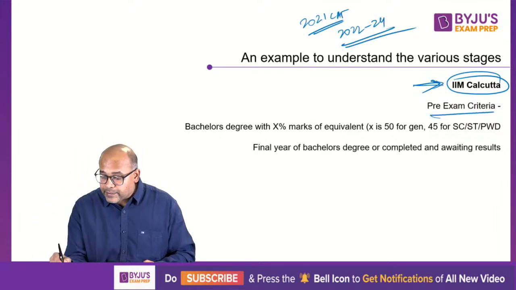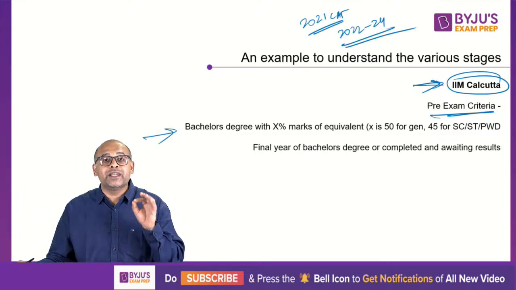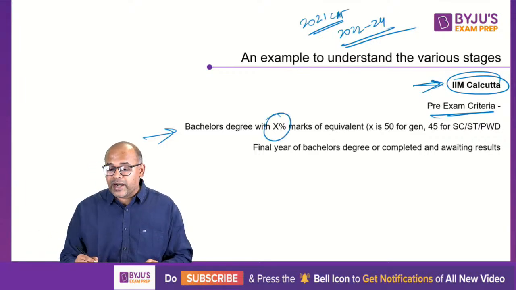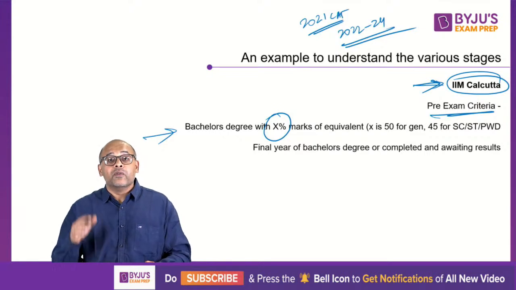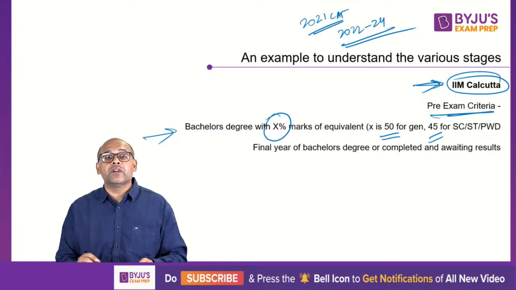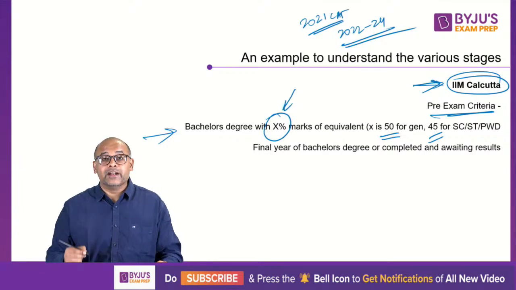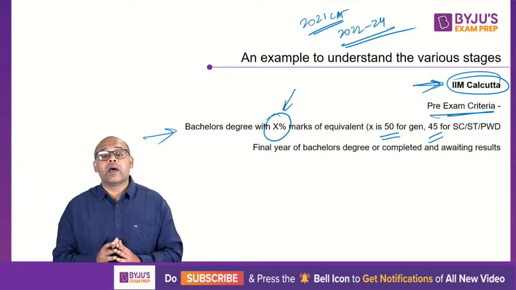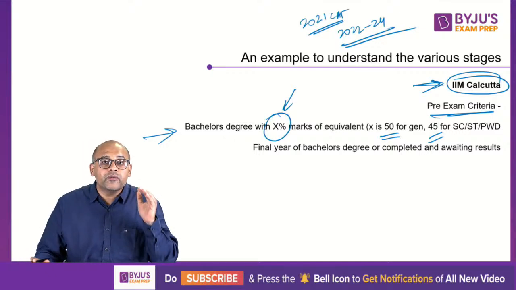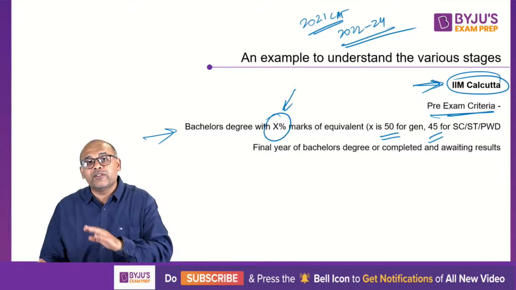They said that the pre-exam criteria for a student to be considered into IIM Calcutta is that you should have X% of marks in your bachelor's degree. What is this X? 50% if you are a general category student, 45% if you are an SC, ST or PWD student. So the pre-exam requirement, or the eligibility criteria, is that you should score at least 50%. So if you are from the general category and you got 40%, straight away, even before writing the CAT exam, Calcutta is ruled out because they will not take you.